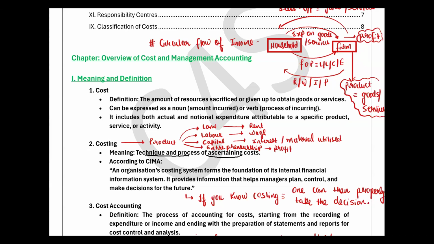For land, you will figure out whether the land where I will open the McD franchise is such that the crowd will come. Labor also according to your demand. So everything. Basically, you understand, costing is a technique and process of ascertaining cost. Because if you acquire land, you will give rent to the landowner.